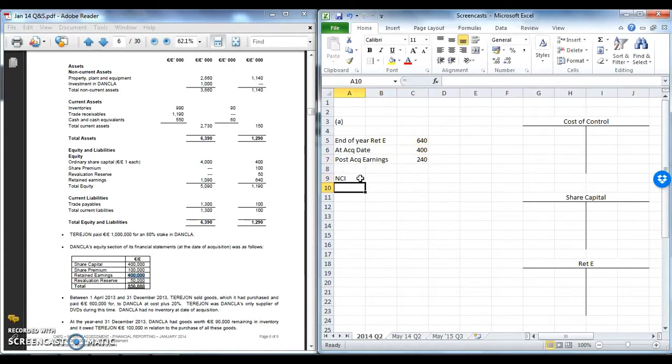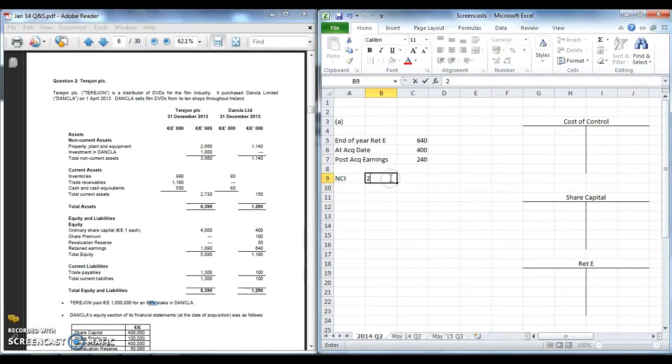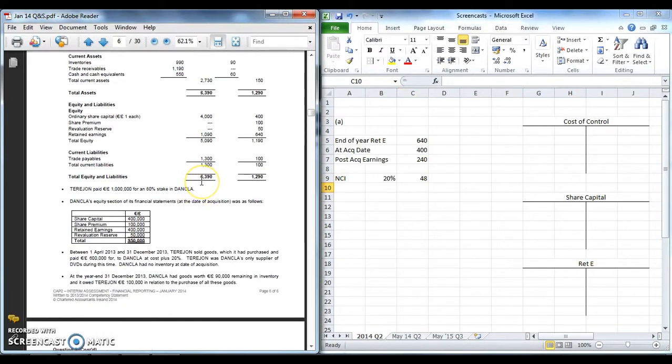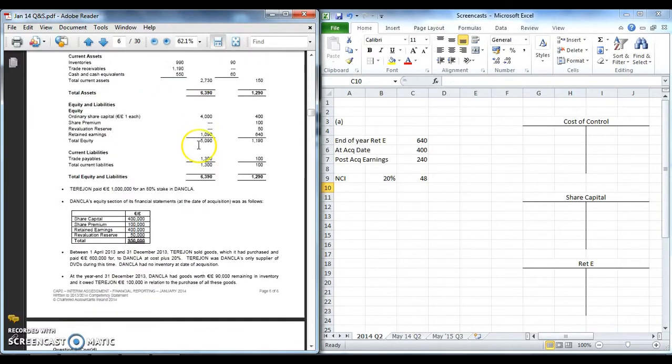And you know the NCI will get, well, the proportion of the purchase made. If TAccount Jan bought 80%, the NCI must get 20%. That means 240 times 20%. So the post-acquisition profit for the NCI, which is the question you're asked for, is 48,000.